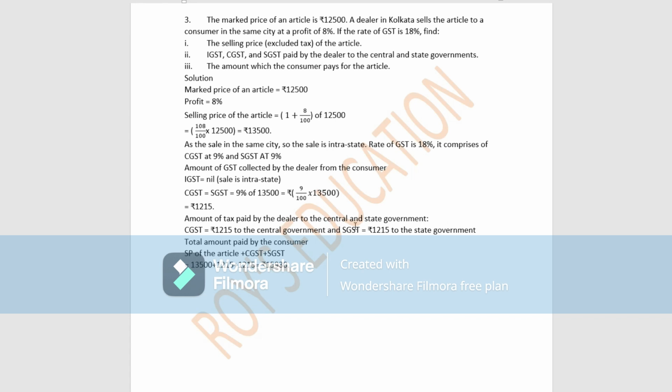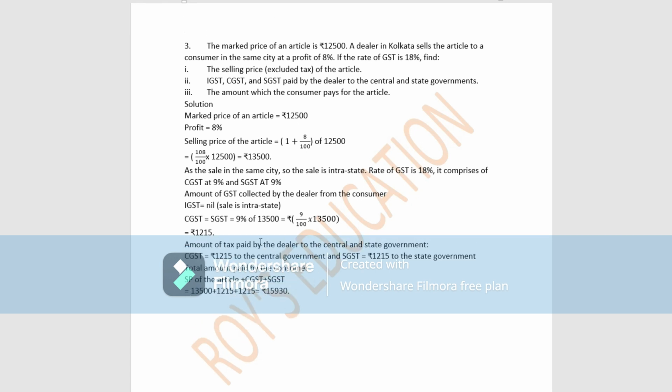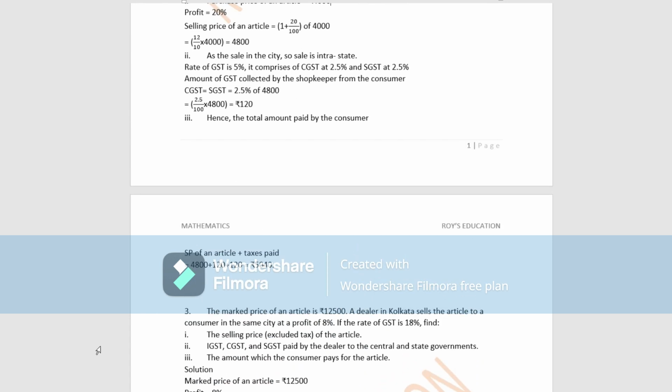Now the amount of tax paid by the dealer to the central and the state government: CGST will be equal to 1,215 to the central government and SGST also 1,215 to the state government. The total amount paid by the consumer is CGST plus SGST plus the selling price of the article. The selling price of the article is 13,500 plus CGST 1,215 plus 1,215. Together, if we calculate, we get 15,930. So in this way we are going to solve the three sums.